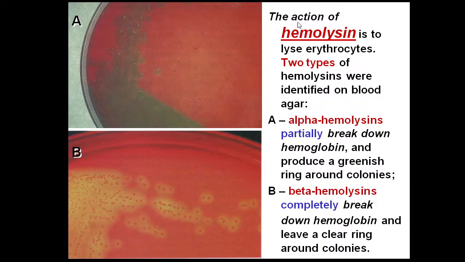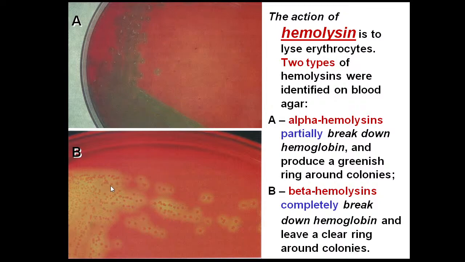Can you see here? So it causes the changing of the color of the agar, blood agar, right? It turns green. So this usually is typical for streptococci. They are called viridans streptococci. Viridans means green because they are able to produce alpha hemolysin.